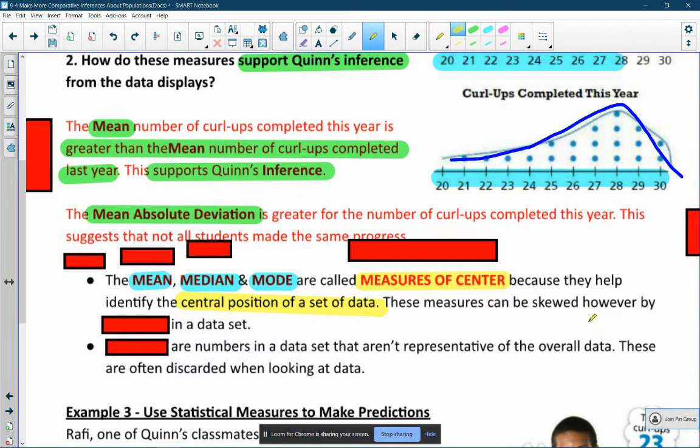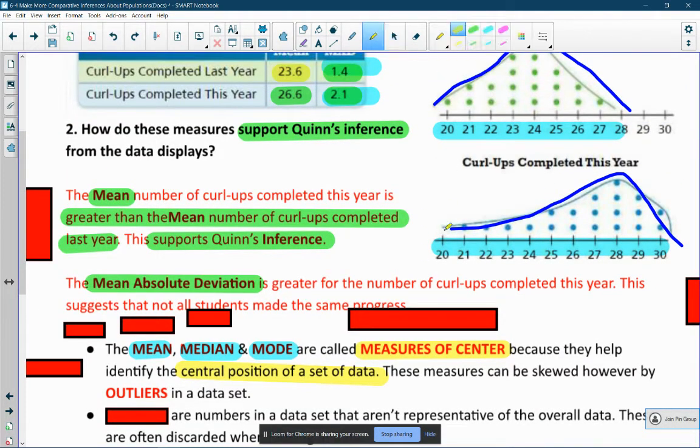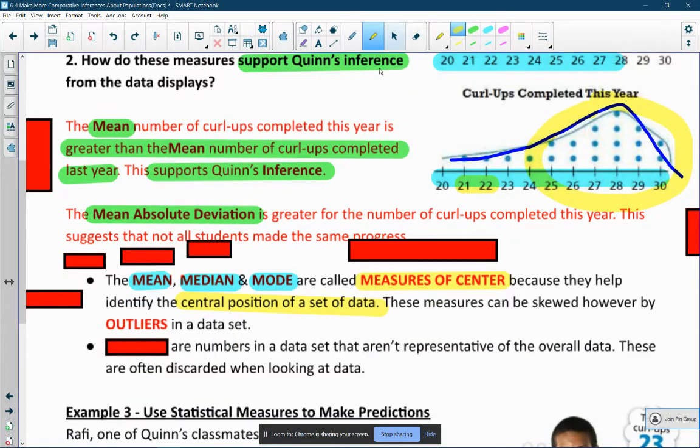These measures can be skewed, however. If we think back to section 6-3, we think of outliers. Those outliers affect these measures of center. Looking up here in this graph, this 20, this 21, and these 22 are outliers. They don't really fall in the middle of this pack like the rest of them did. They can affect the mean or the median, and they can make for a higher mean absolute deviation. So these outliers are numbers in a data set that aren't representative of the overall data. That's what outliers are. They throw off our data. They throw off the numbers.